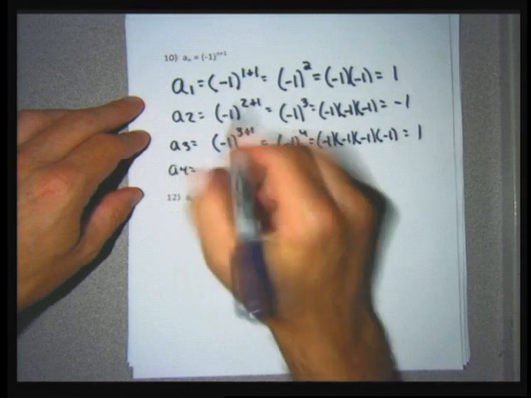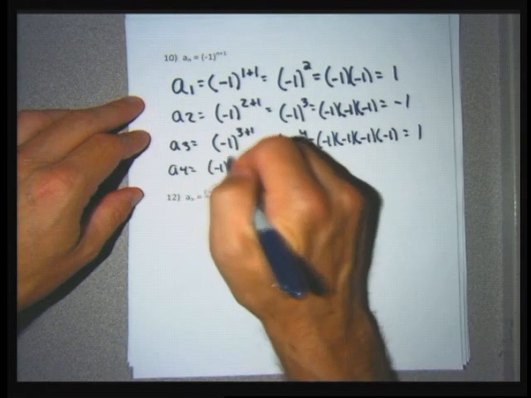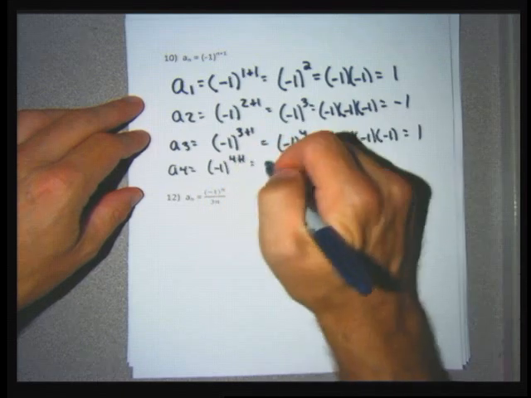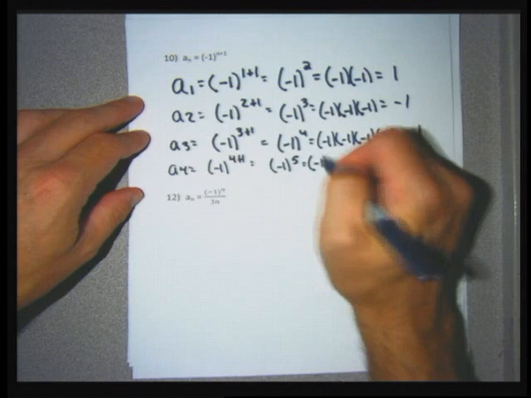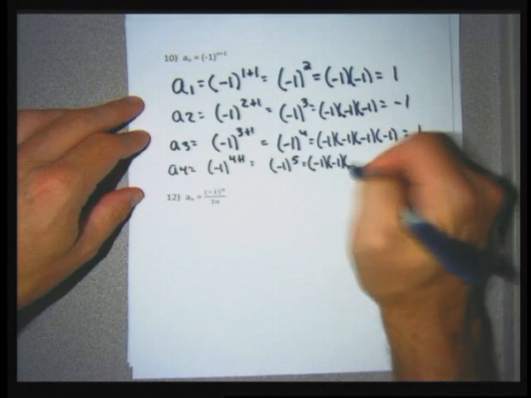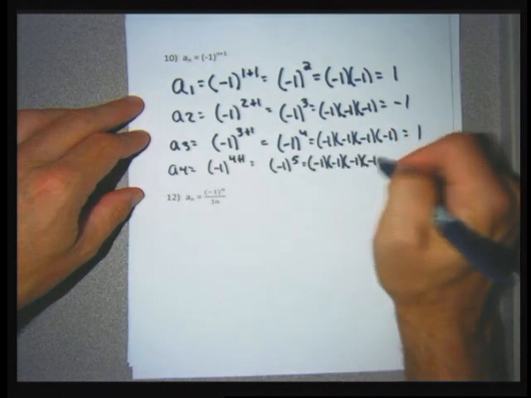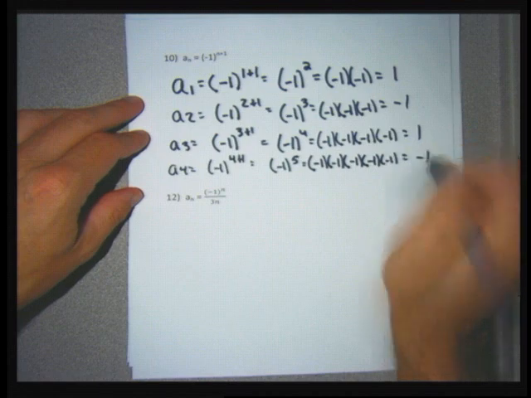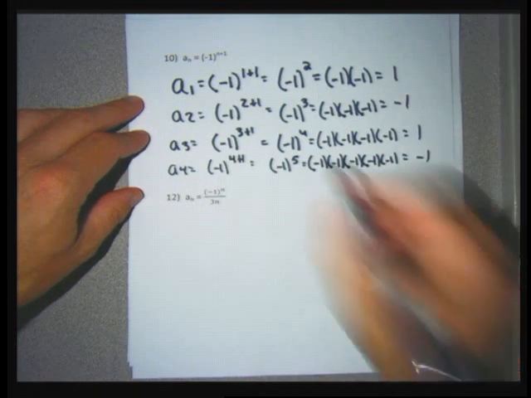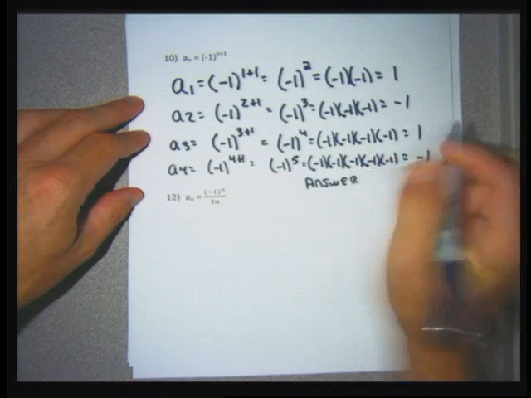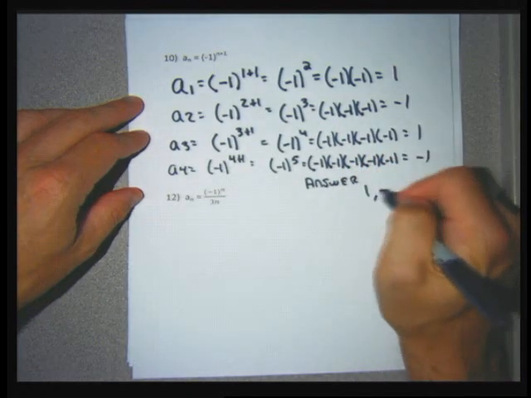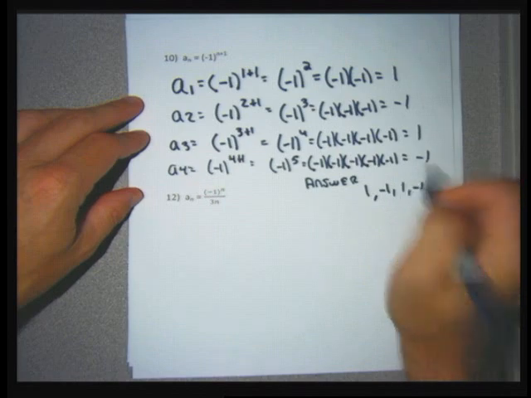And then lastly, a sub 4 is going to be -1 to the 4 plus 1 power, which is -1 to the 5th. And then you could do these on your calculator. I don't know why I'm writing them out, but apparently I'm not semi-awake yet. That multiplies out to be -1. So the answer, the first 4 terms in problem 10, are 1, -1, 1, and -1.